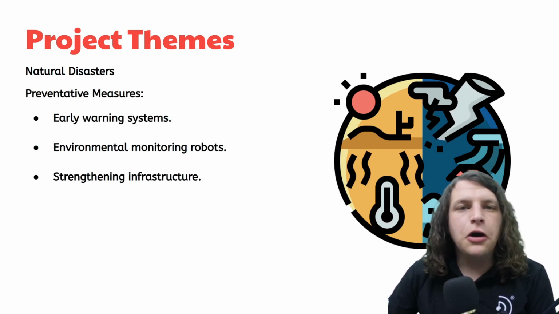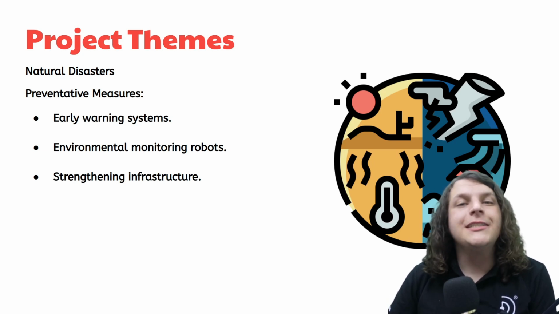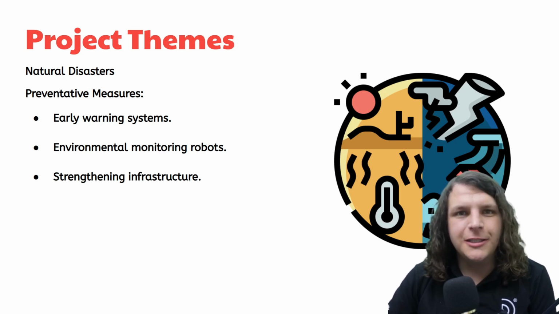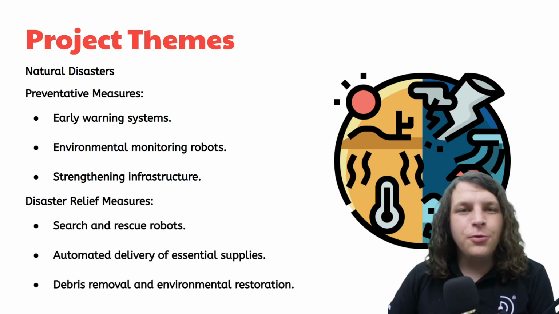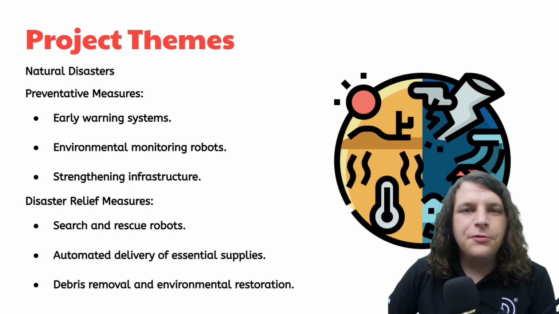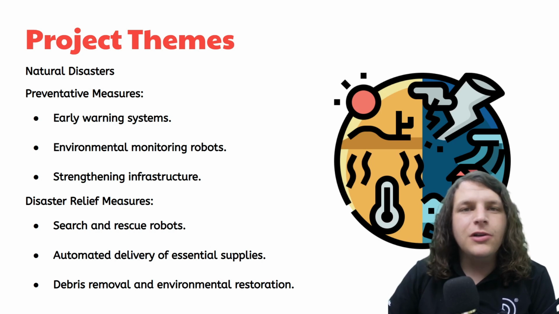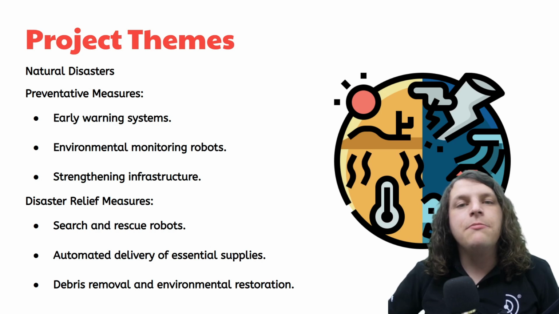These are things like early warning systems, environmental monitoring robots, or even something like strengthening infrastructure to be able to withstand a natural disaster. The second sub-theme is relief measures. These are things like search and rescue robots, the automated delivery of essential supplies, or even something like debris removal and environmental restoration. The main difference here is preventative measures happen before a natural disaster occurs and relief measures happen after.